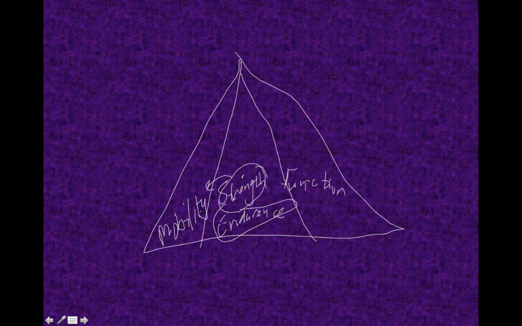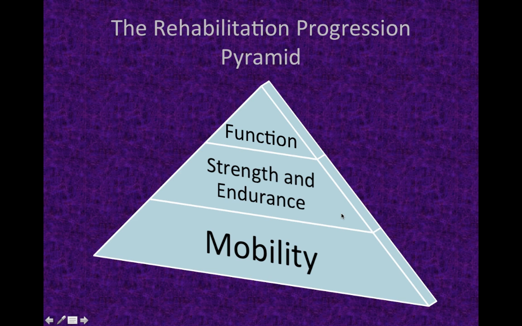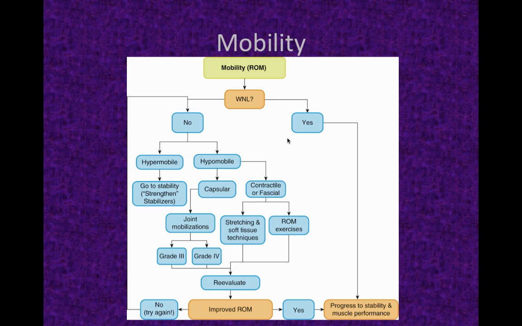So just because it's a pyramid doesn't mean you have to wait until the entire bottom section is done to be able to move on to the second, or the third or top section. It's going to overlap a little bit, but by and large, this is three-tiered. The first thing we're going to look at is mobility, then move into strength and endurance. Once we know that these are pretty good, then you move up into function. So mobility is the base of the pyramid.